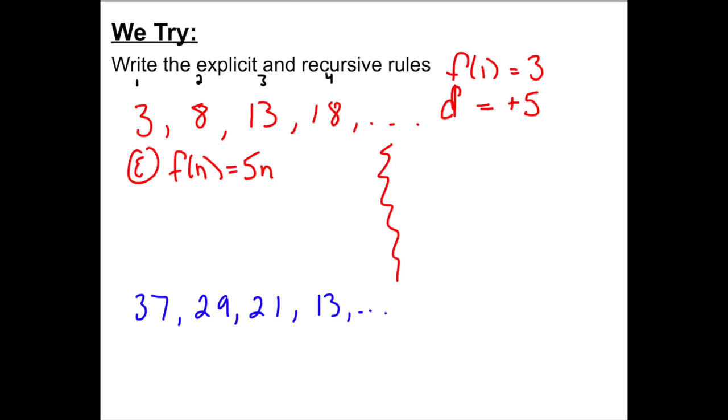So when I plug in 1, I'm supposed to get 3. But when I plug in 2, I'm supposed to get 8, etc. But when I actually plug in 1 right now, I get 5, right? Because 5 times 1 is 5. So I need to put in a -2 so that when I plug in 1, I get 5 times 1, which is 5, minus 2, which is 3. Now look, what if I chose 2? 2 times 5 is 10, minus 2 is 8. 3 times 5 is 15, minus 2 is 13.